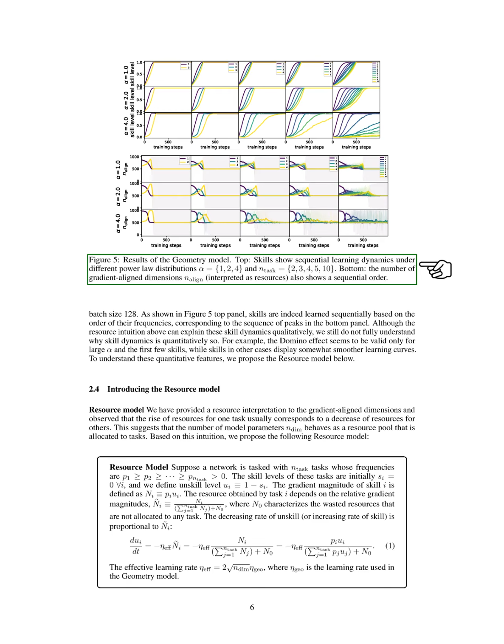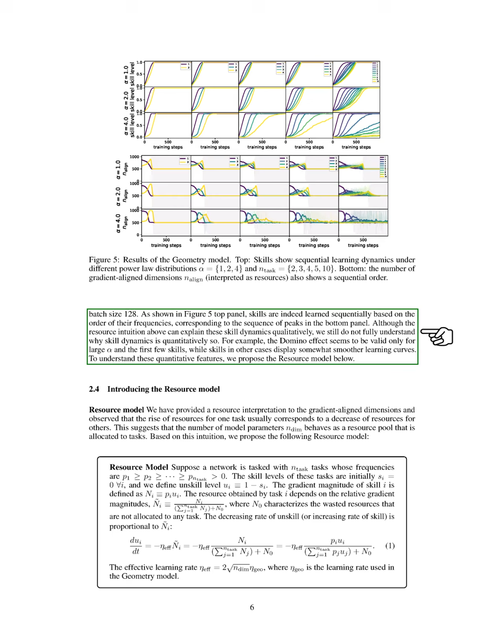Finally, we extend our analysis to multiple tasks with a power law distribution and examine different exponents and task counts. We find that skills are learned sequentially based on their frequencies, but we still seek to understand the quantitative aspects of these dynamics, particularly the conditions under which the domino effect occurs. This leads us to propose the resource model for further exploration.